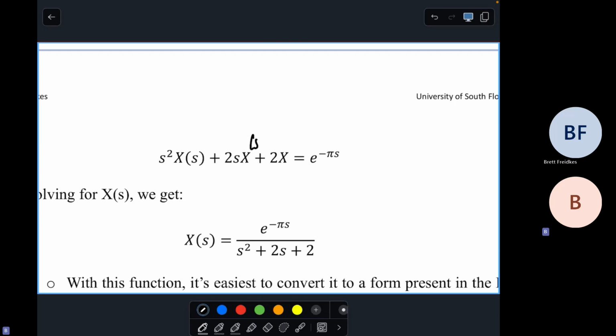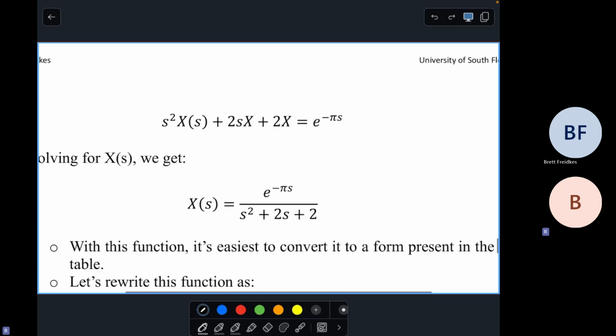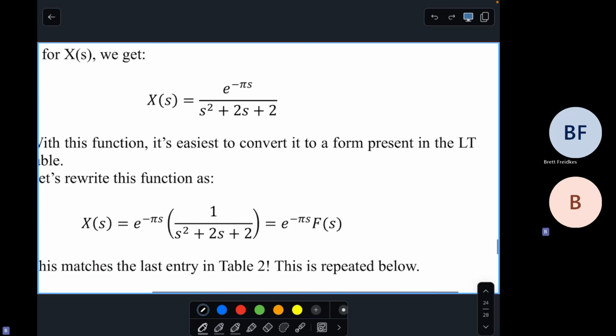This should be x of s. Emery, add that to your sheet of my errors. That should be x of s. Thank you.